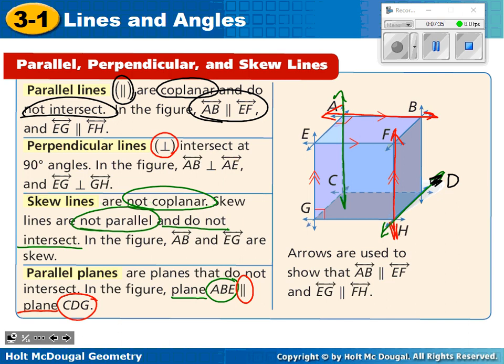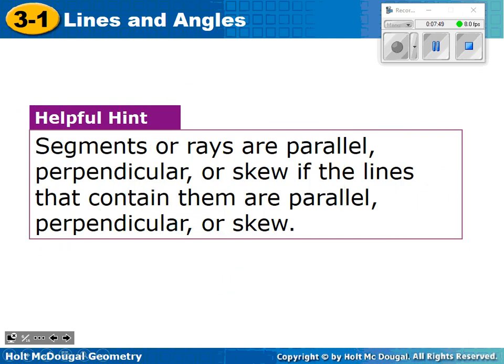Don't forget to name a plane, you use how many letters? 3. Elena, make sure your phone's put away, please. 3 letters, not 4. Just because there's 4 vertices doesn't mean you use all 4. Okay, pick 3. All right, so let's practice real quick.